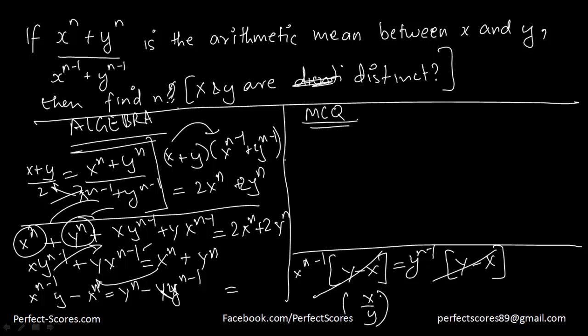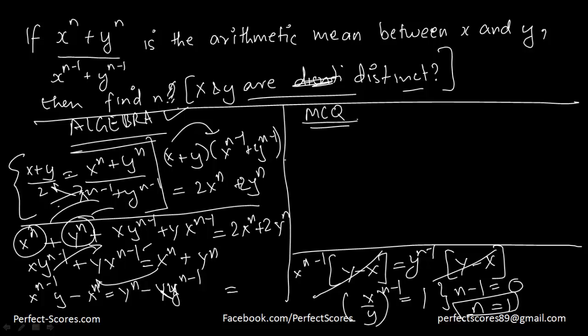I'll have (x over y) raised to the power n minus 1 is 1. And since x and y are distinct, they cannot be equal to 1. That means n minus 1 is equal to 0, which means n is equal to 1. So that's the algebra way of doing it. The only thing that was required from your end, in terms of reasoning, was this part: that the arithmetic mean of x and y is equal to this, and then you just go boom, boom, boom with some sort of manipulation. But when it's a multiple choice question, life becomes a little bit easier.